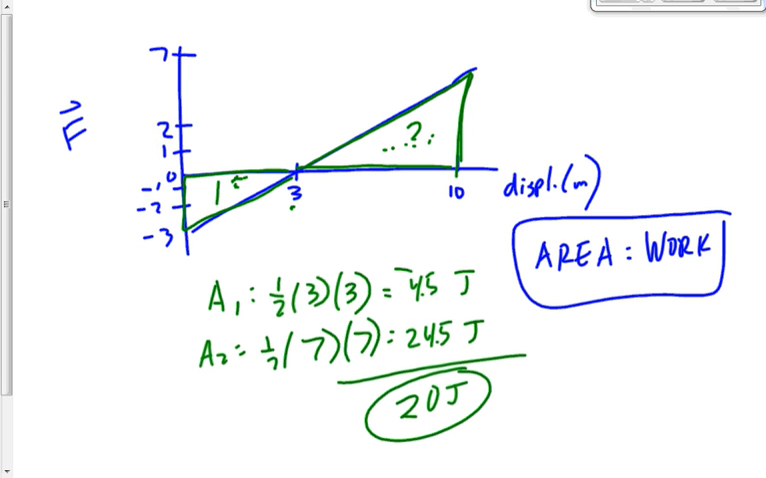Okay, the rule of thumb is this. If the triangle is below the x-axis, make it negative. If it's above, make it positive. Add them up. If you got 2 shapes above the x-axis, just make them both positive. 2 below, make them both negative. 1 above and 1 below, make the one that's below negative and the one that's above positive. Is that okay?